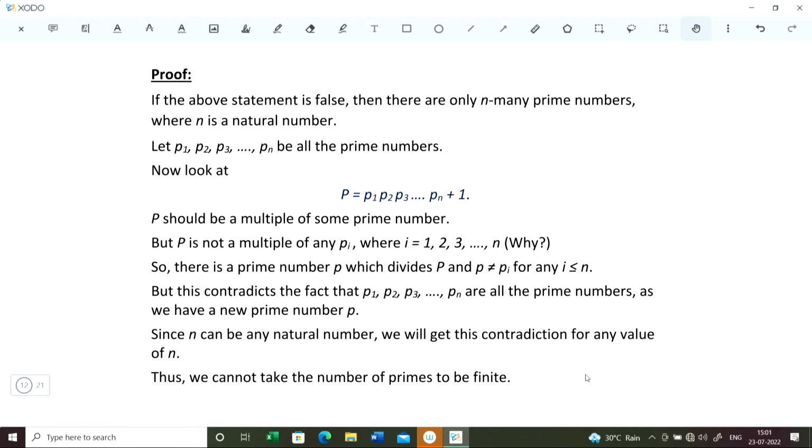So first of all, what kind of a proof is this, if you want to classify it? It's a proof by contradiction, and what do we mean by that?